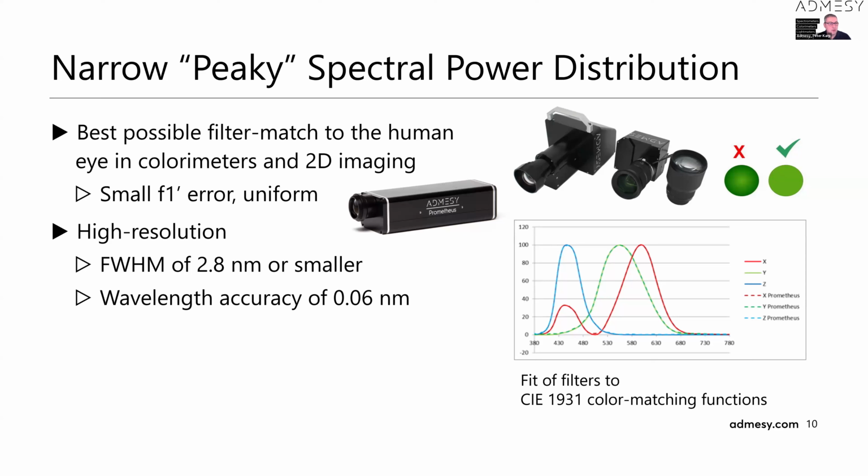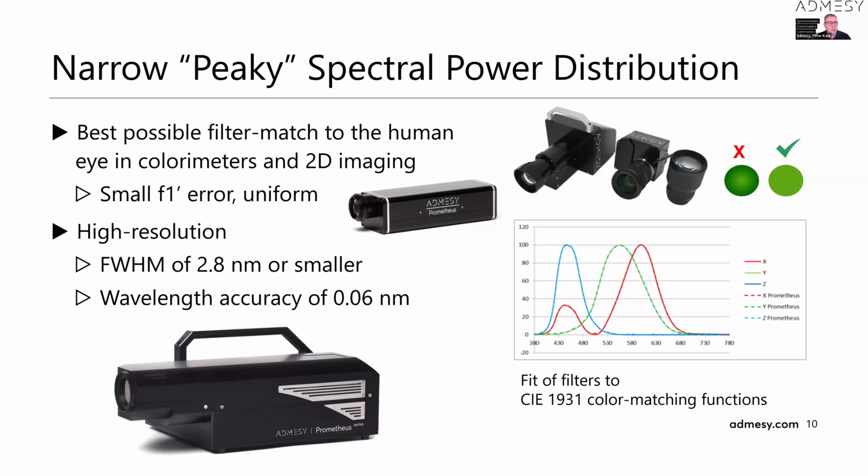And the wavelength accuracy of such a high-end spectroradiometer is really as good as it gets, what you can physically achieve, with a wavelength accuracy of only 0.06 nanometers, so extremely accurate. You can describe those small peaks.